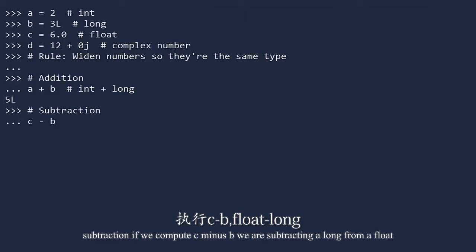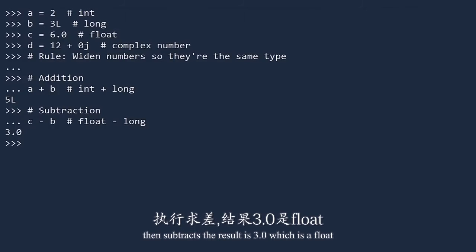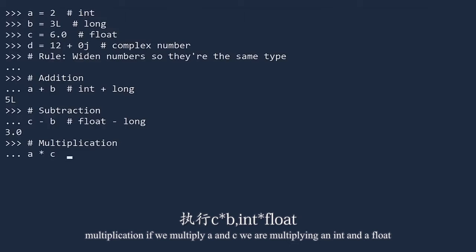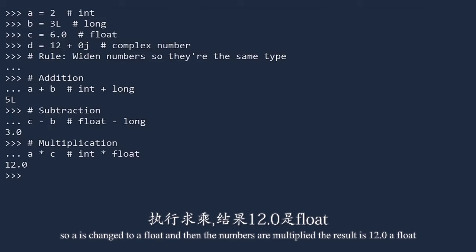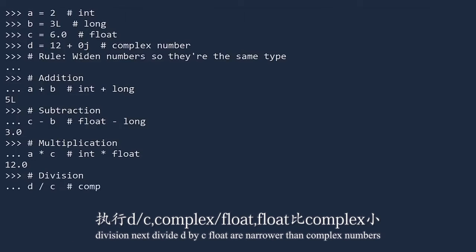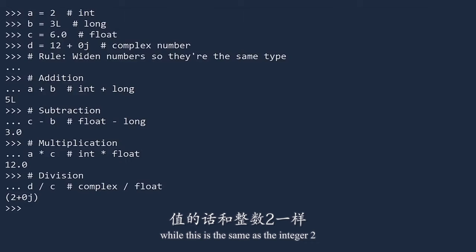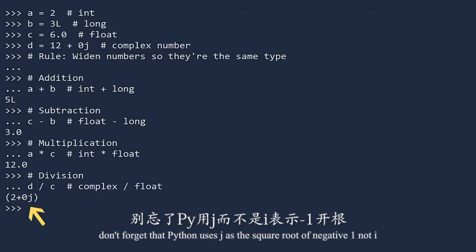Subtraction. If we compute C minus B, we are subtracting a long from a float. Longs are narrower than floats, so Python widens B to a float, then subtracts. The result is 3.0, which is a float. Multiplication. If we multiply A and C, we are multiplying an int and a float. Floats are wider than ints, so A is changed to a float, and then the numbers are multiplied. The result is 12.0, a float. Division. Next, divide D by C. Floats are narrower than complex numbers, so C is widened to a complex number before the division. We get 2 plus 0j. While this is the same as the integer 2, Python stores it as a complex number. You can tell because it has an imaginary part. Don't forget that Python uses j as the square root of -1, not i.